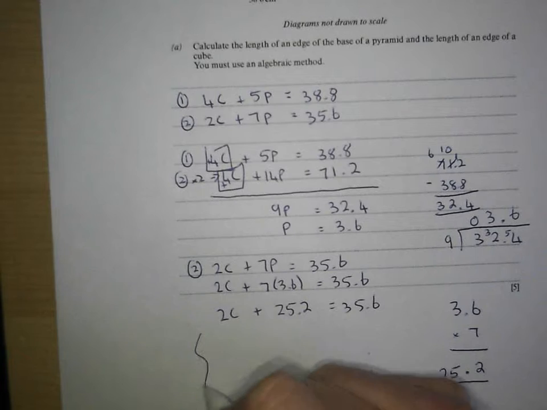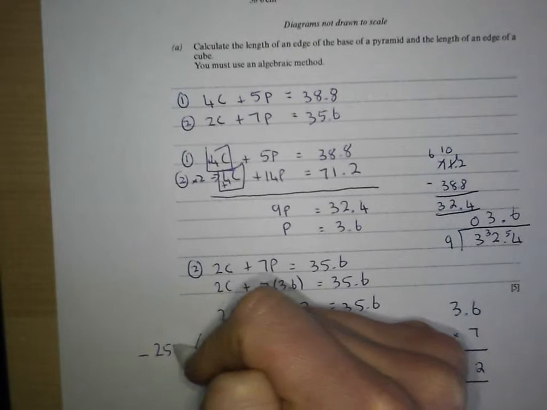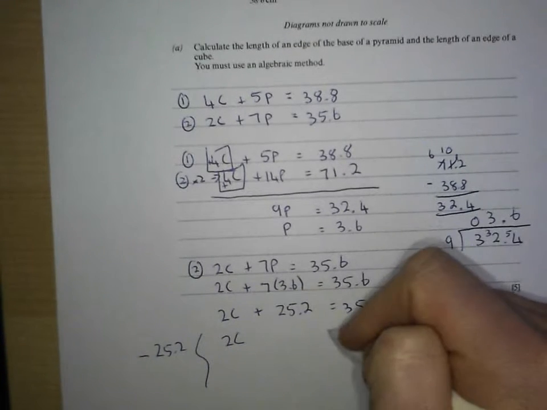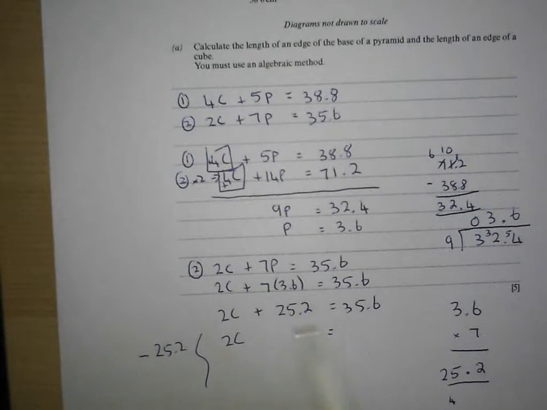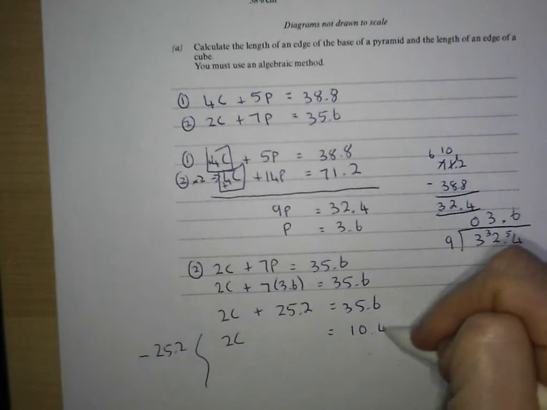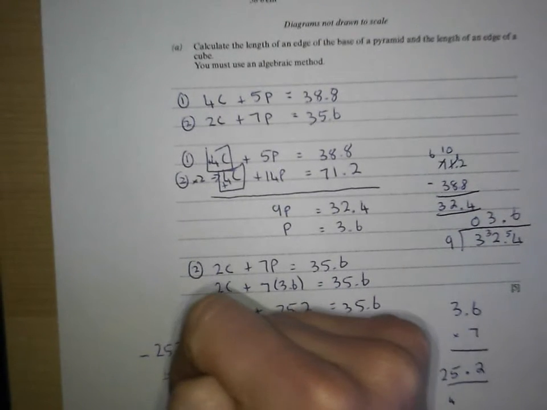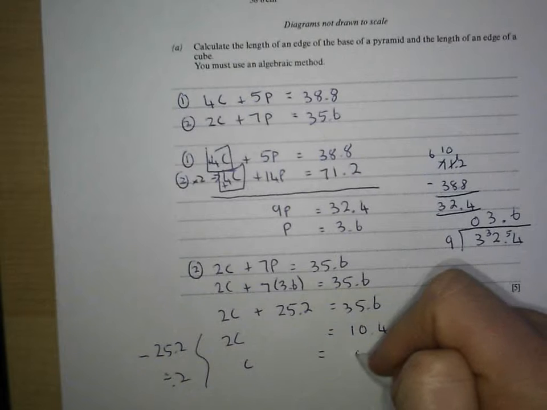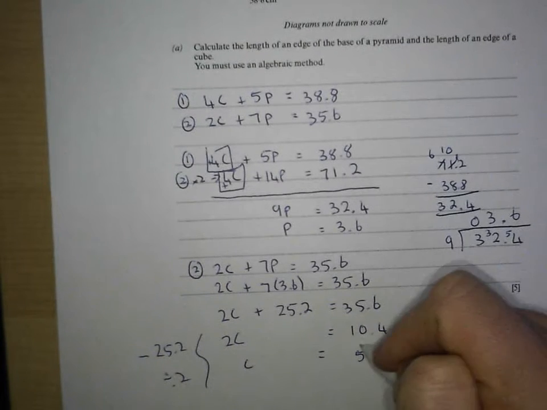Take 25.2 from both sides. 2c equals 35.6. Take off 25.2. Actually, that's not too bad. That's going to be 10.4. I think that's all right, that one. Divide by 2, so cube is going to be 5.2 centimeters.